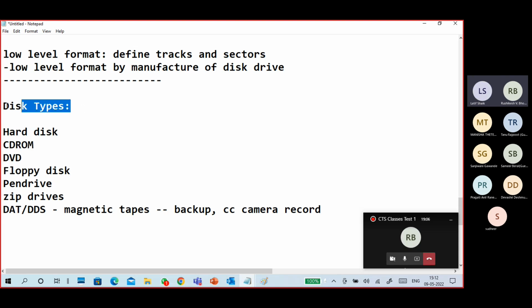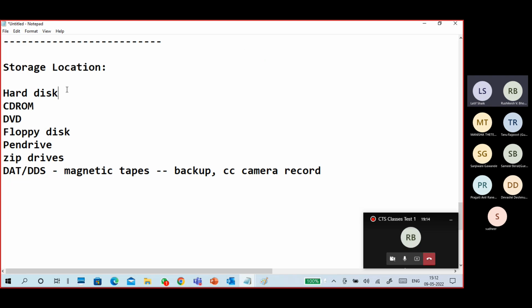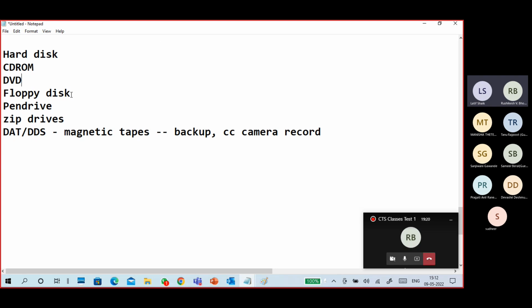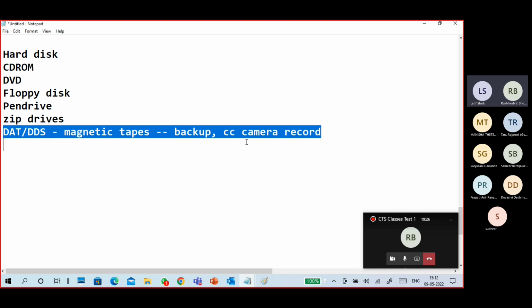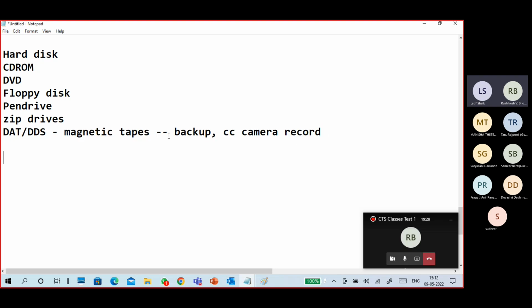These are not disk types, these are storage locations. We store data in different locations. Regular hard disk we store on. CD-ROM, DVD kind of stuff we store on. Floppy disks, nowadays we are not using. Zip drives also we are not using. This kind of media we use to store backups, so we can store the backups on that kind of stuff.